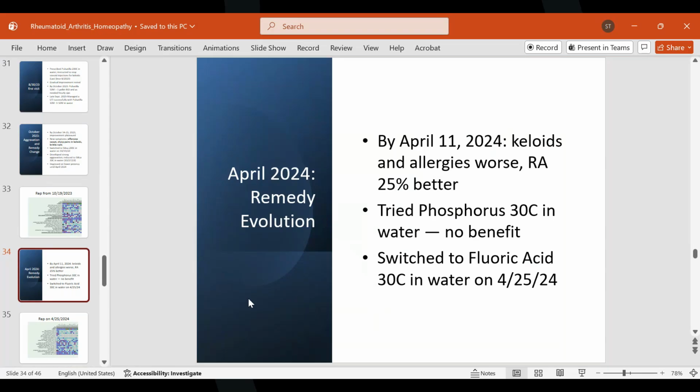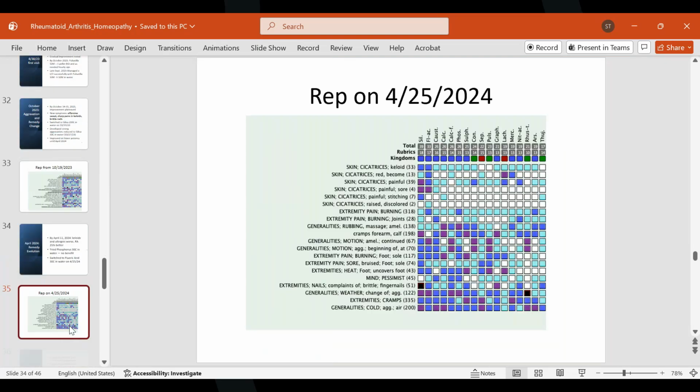So the keloids and allergies are worse, but the RA is 25% better. At this point, I tried phosphorus, but she had tried it before, it didn't work, and guess what? This time it didn't work either. So I was looking, I say, what's next? Then we switched to fluoric acid, 30C in water and 425. That was a good remedy.